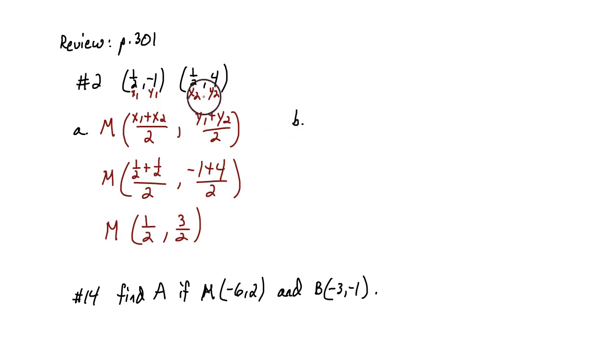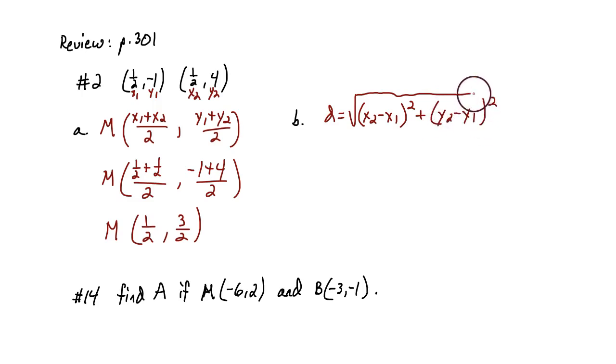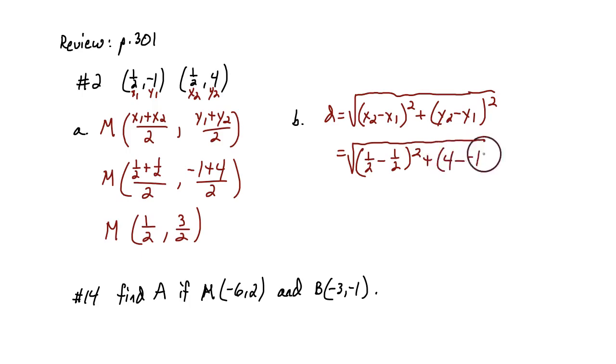Question B, we're asked to find the distance between those points. To do this, we use the distance formula. In the square root, it goes x2 minus x1 squared, and then it goes y2 minus y1 squared. Let's make some substitutions. x2 is 1/2. x1 is also 1/2. y2 is 4. y1 is -1.